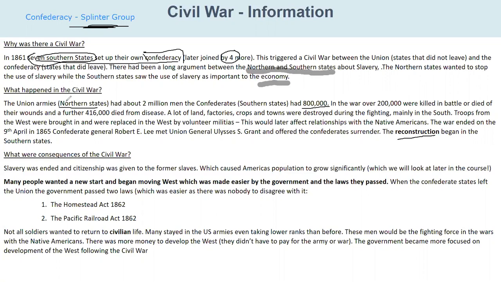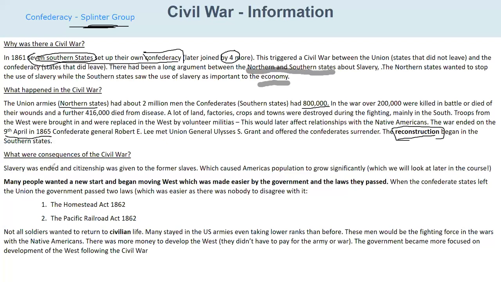Troops from the West were brought in, replaced in the West by volunteer militias, so soldiers, and it would affect relationships with the Native Americans. We're going to look at this a bit later, but while this Civil War was going on, there were some quite significant battles between the white settlers and the Native American people. But we'll look at that a lot later. The war ended on the 9th of April, 1865, so it went on for 4 years. Confederate General Robert E. Lee met Union General Ulysses S. Grant and offered the Confederates a surrender. So that meant that the southern states needed to begin rebuilding, a reconstruction. So what you need to understand, who won? The North.